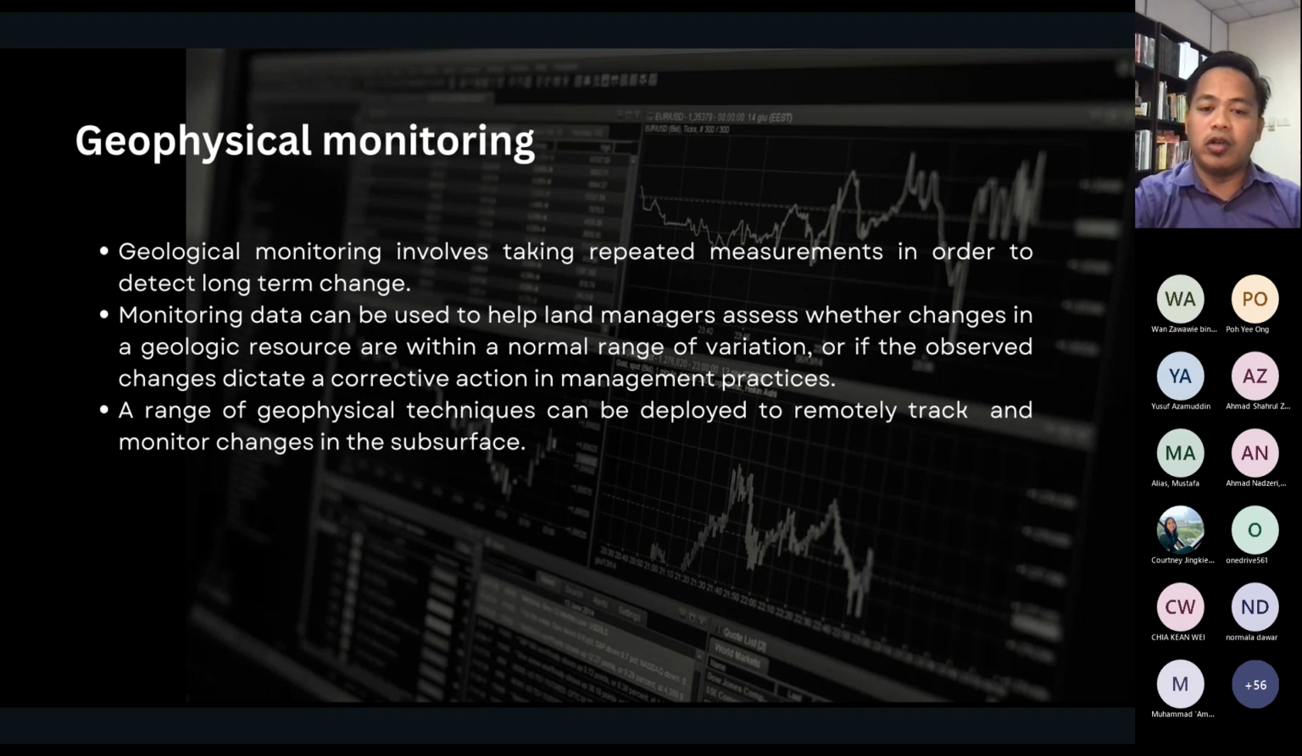So monitoring data is basically the data that we have by using standard geophysical methods, for example the gravity method, or magnetic method, or resistivity, or seismic. If we do that to observe the subsurface, in order to identify whether there is any change within the subsurface or near surface, then we call that geophysical monitoring.